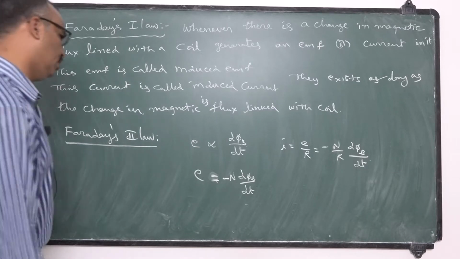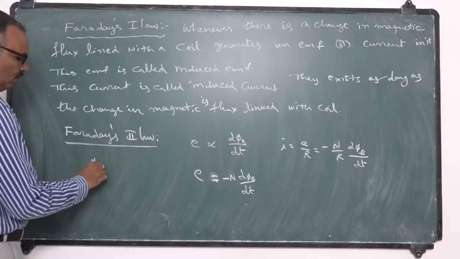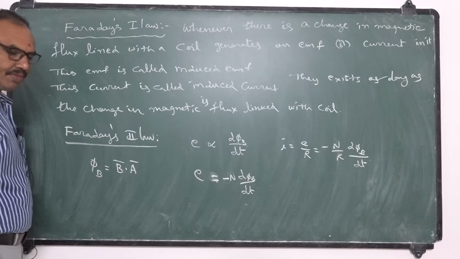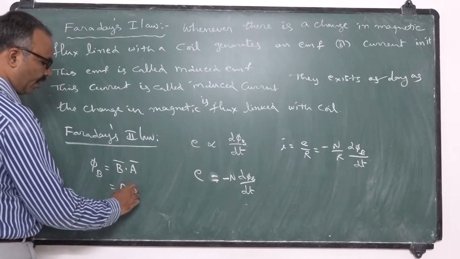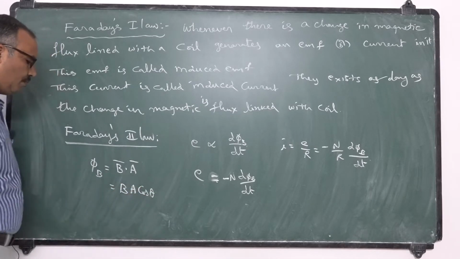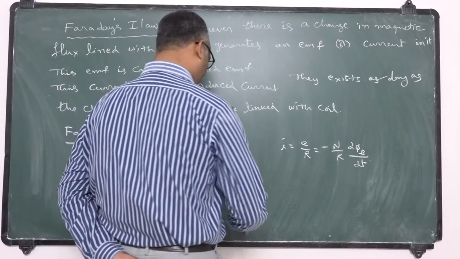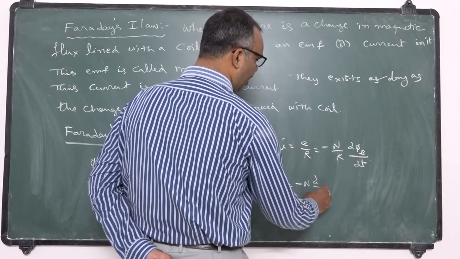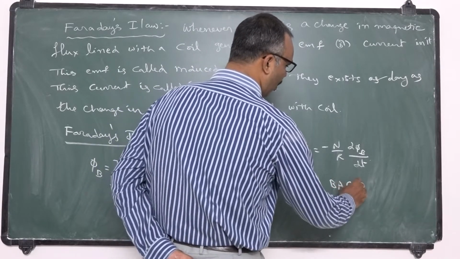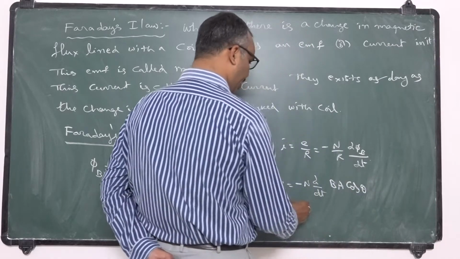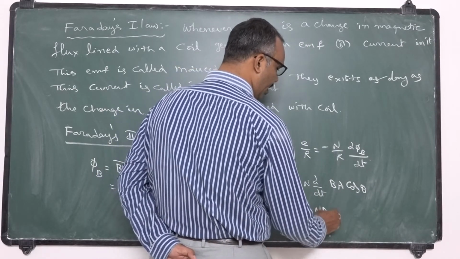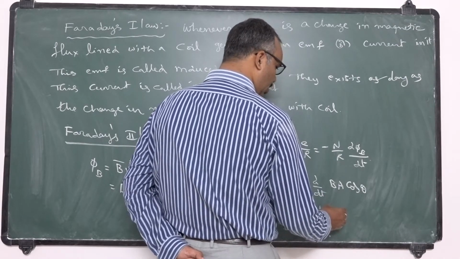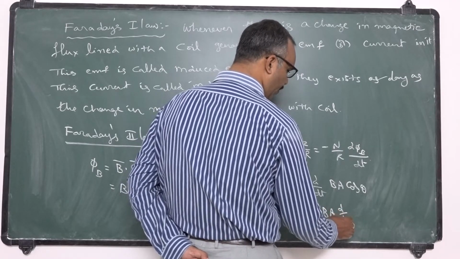Before that, how to calculate the flux? Flux can be calculated by taking the dot product of B bar and A bar, or you can write BA cos theta. So if I substitute it here, induced EMF is given by minus n into d by dt of BA cos theta. Then minus NBA, B is the strength of magnetic field, A is the area of the loop you considered, d by dt of cos theta.